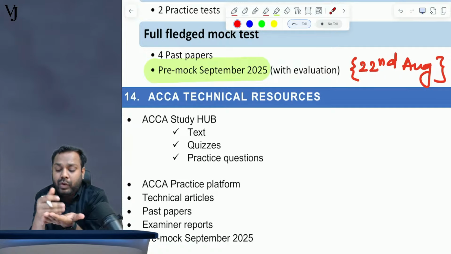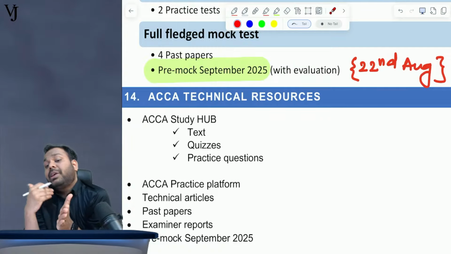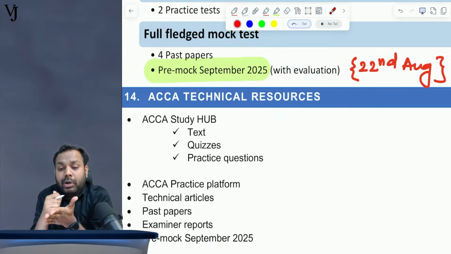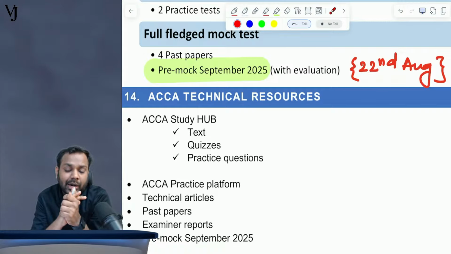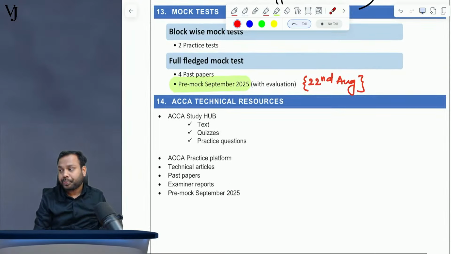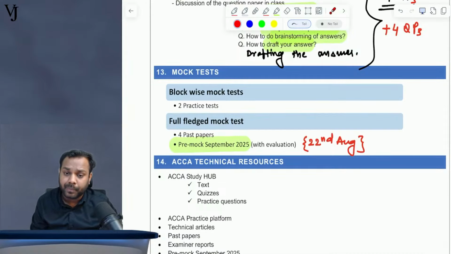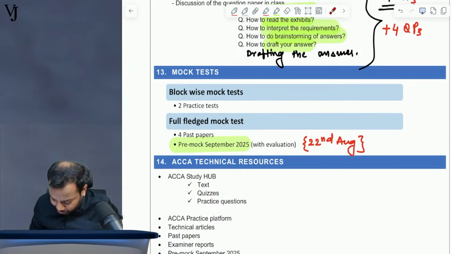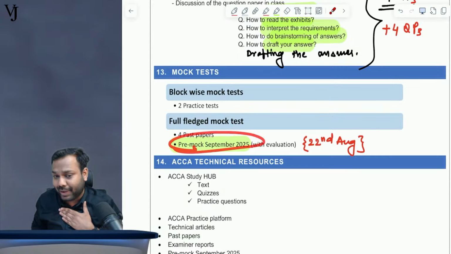So this way you will be able to learn from your own mistakes, plus you will be able to learn from the mistakes of other students in the session. Plus you will understand the paper in more depth. Now, I believe this practice approach is okay for all of you. Now, this evaluation, who will do it? I myself will be doing the evaluation.